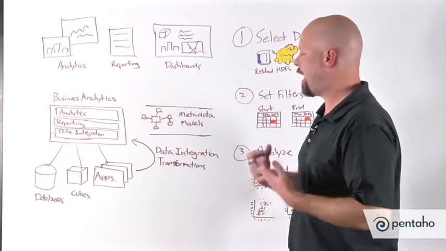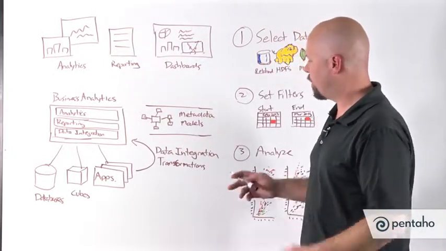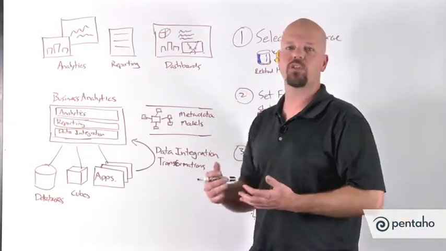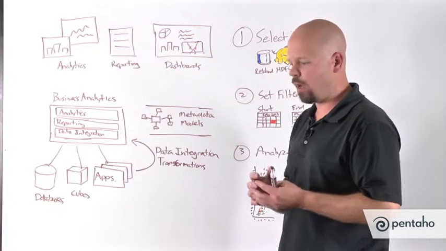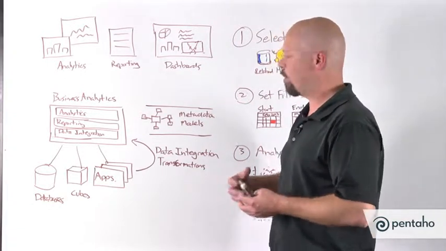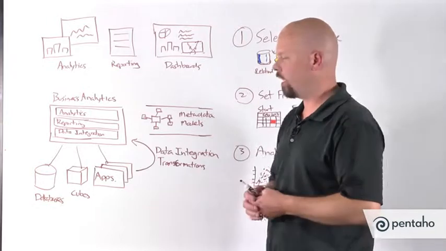The steps that folks go through to build a ground-up implementation would be: you would typically start by authoring a series of data integration transformations. And this is where you'll go about connecting to your data, cleansing your data, enriching your data, again, preparing it or staging it to be ready for analytics.